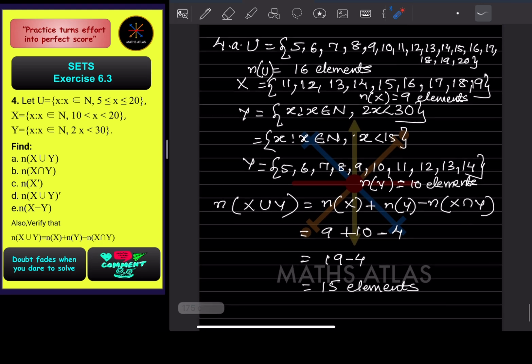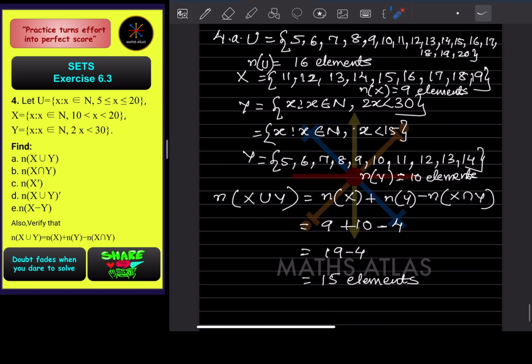So now let us go for the next one. Let U is x such that x, this is all the natural numbers. So here it's given 5 is less than or equal to x is less than or equal to 20. Because this is equal, you have to include 5. Same here, we have to include 20. So from 5 to 20, all the elements you have to write. So that is the universal set. So there are a total of 16 elements here. So we can write n of U is 16 elements.